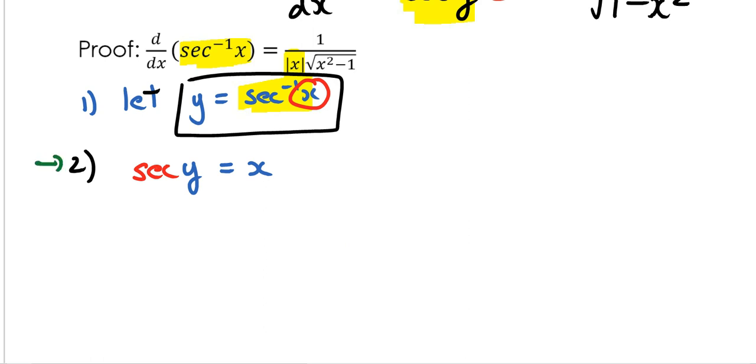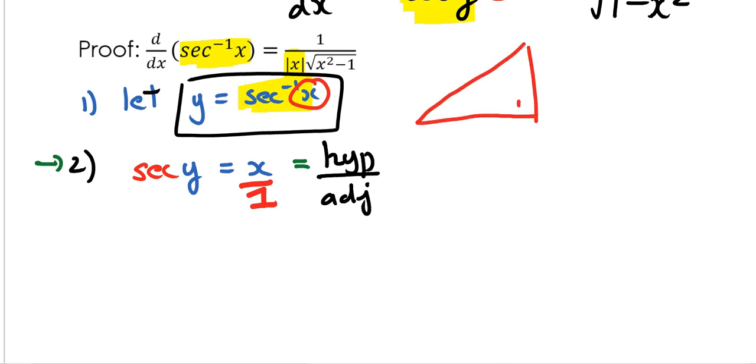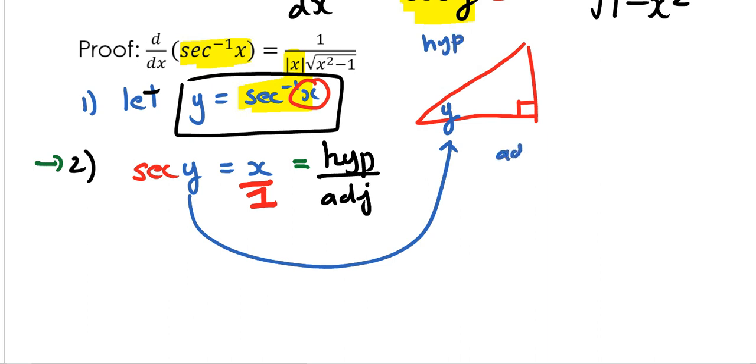So this is line number 2. Remember, secant x is the same thing as your hypotenuse over your adjacent. Okay, so that means this ratio is the same thing as x divided by 1. And if I go ahead and construct a right angle triangle here, where that is my 90-degree angle, and let's just call this y, corresponding to that guy right there. This is my hypotenuse again, this is my adjacent side.